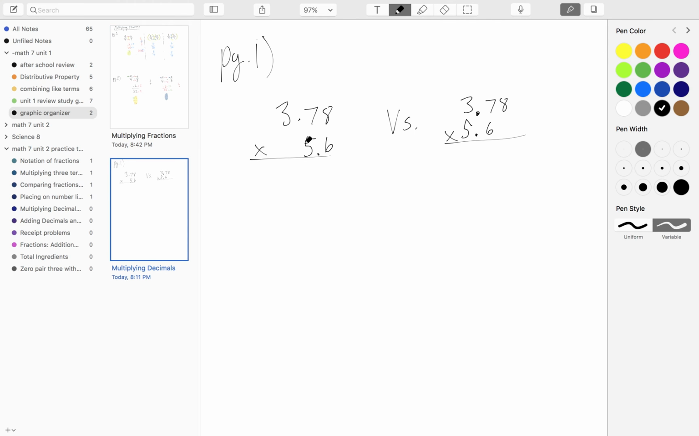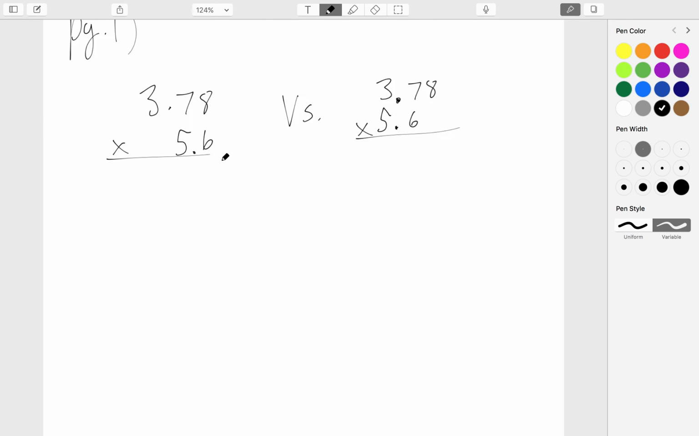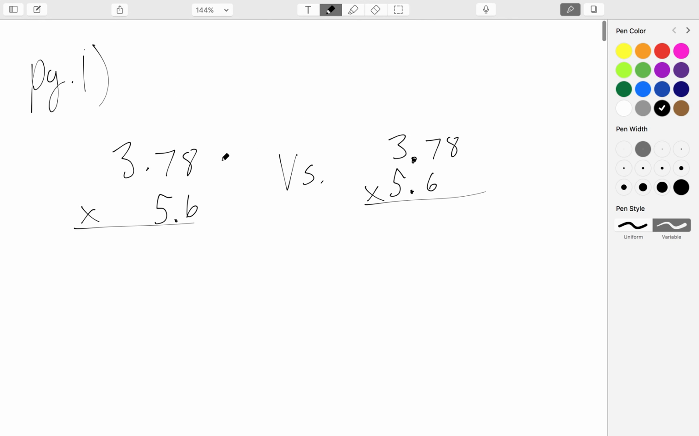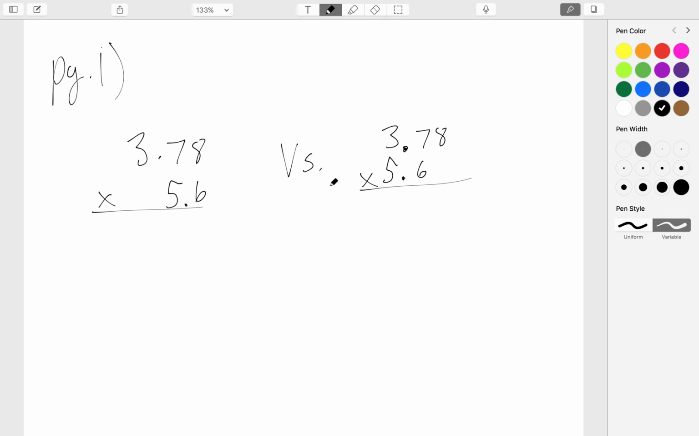Okay, let's go to decimals. So we are now on multiplying decimals. So if you need to rewind for any of those problems that you missed for multiplying fractions, please do so. And then continue on to page 1 for decimals. Now for page 1, we have 3.78 times 5.6 versus the same problem, but it's a little bit different. And let's talk about how this is different.